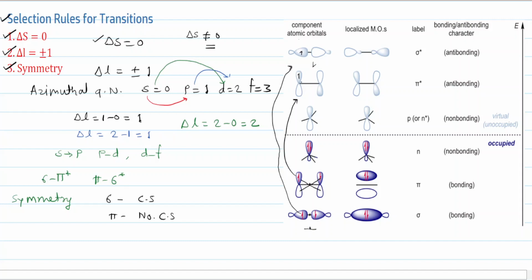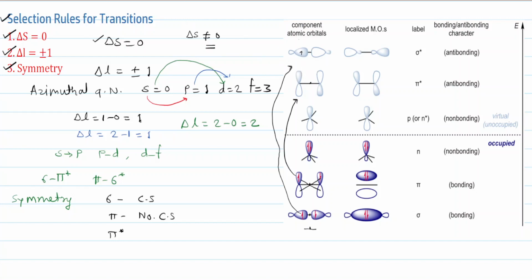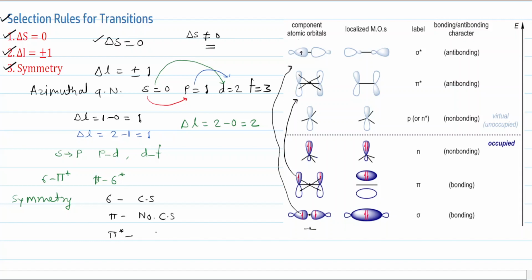Then consider a pi star as well as sigma star. For pi star orbital, here I will erase this electron, so you can get this is the center, and these two lobes are same, these two lobes are same. So pi star orbital also possesses center of symmetry.